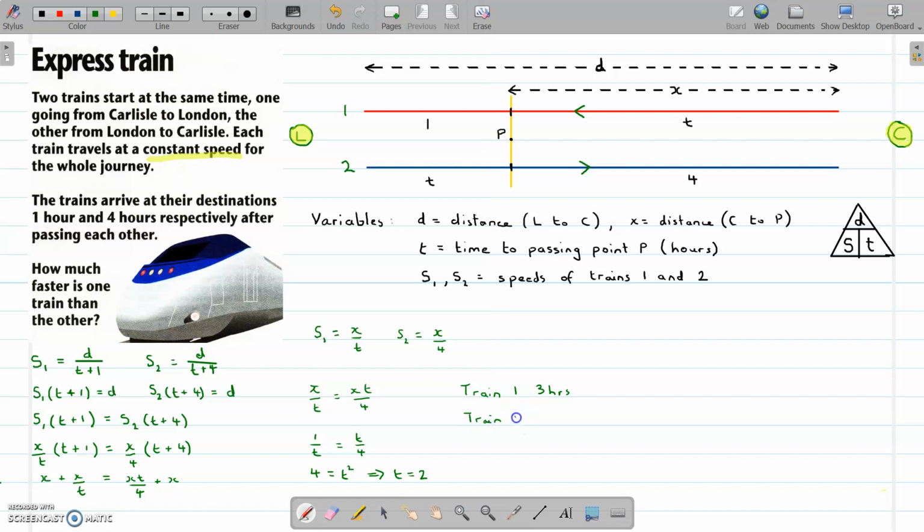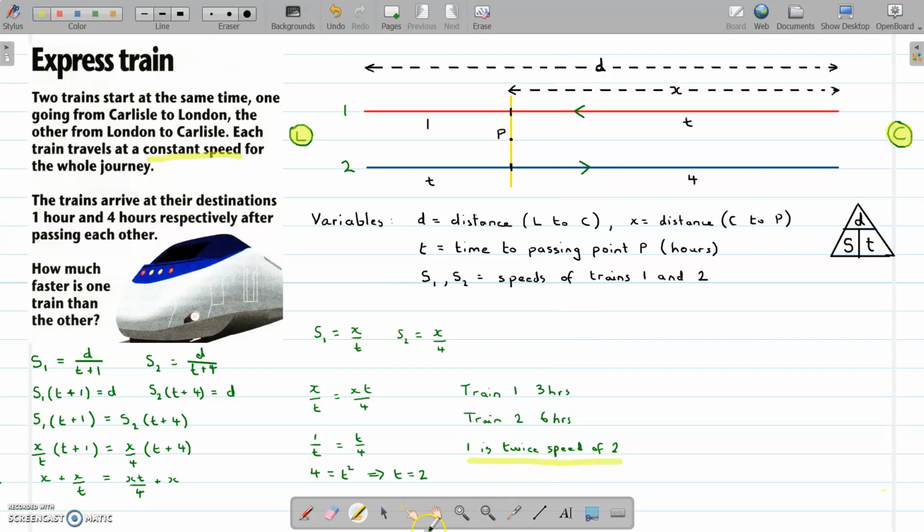Now from that we can conclude that one train is twice the speed of the other. In fact, train 1 is twice the speed of train 2. So that's my conclusion from that working out.